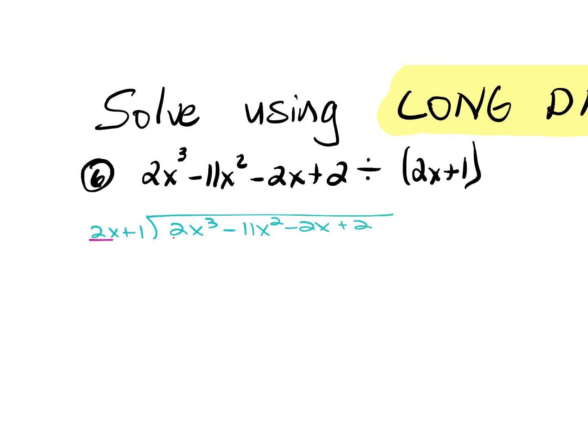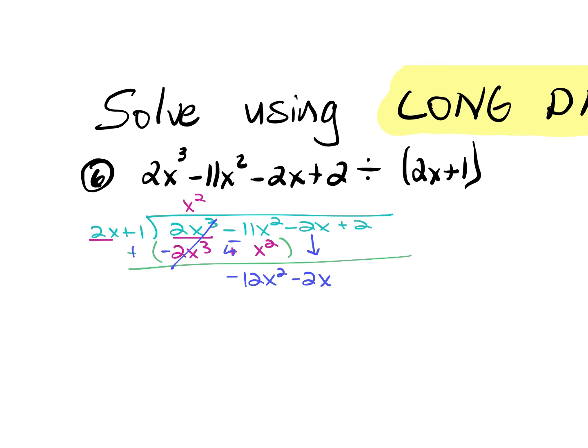The 2x times what is 2x cubed? That's x squared. Multiply the x squared by 2x, that's 2x cubed. Multiply the x squared by 1, that's positive x squared. Subtract these, or like we kept saying the other day, add the opposites. Your 2x cubes cancel. Negative 11x squared minus x squared is negative 12x squared. You also bring down that negative 2x and then start all over again.